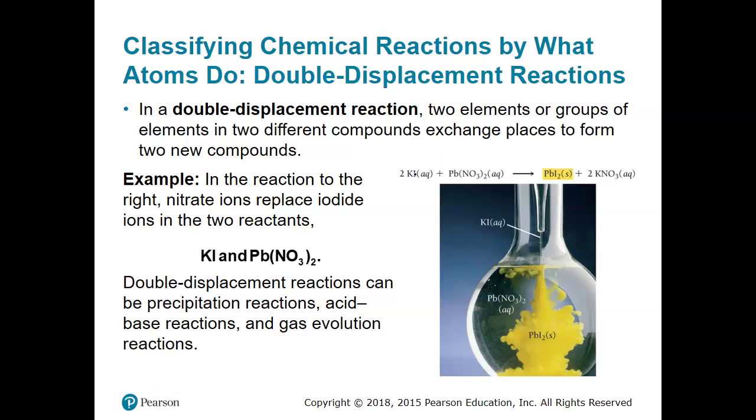So you may not be able to see it from where you're sitting because the print's a little bit on the small side.